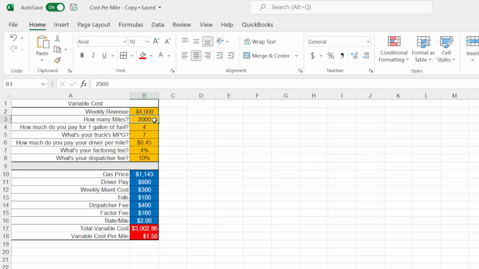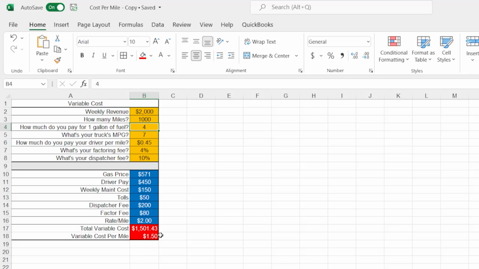However, you see down here $1.50. Your variable cost per mile will not change. It will always be $1.50. Even if we drive 5,000 miles, we are still spending $1.50 per mile. But our total variable cost will increase. We'll take 5,000 miles times $1.50, and this is just for an example. Our total variable cost increases to $7,500. We go down to 1,000 miles, and our variable cost decreases down to $1,500.